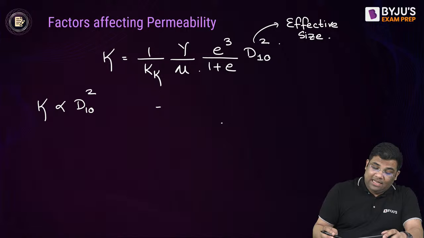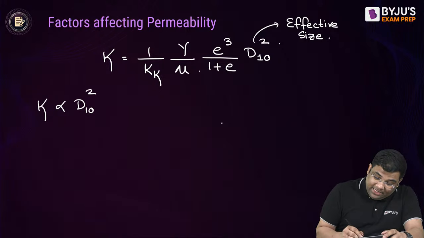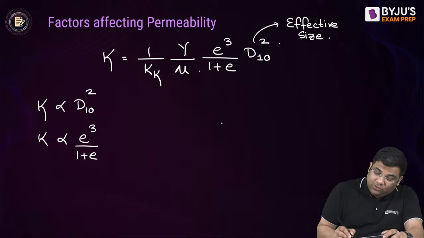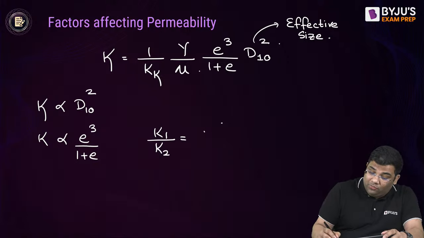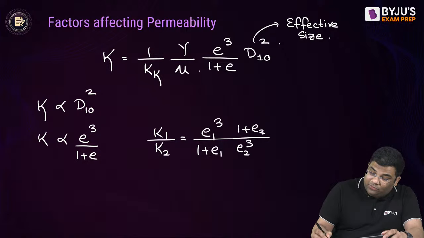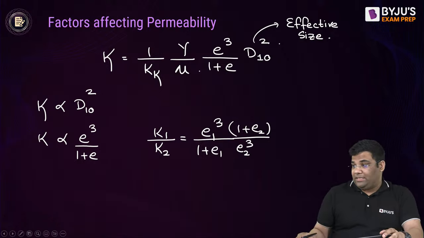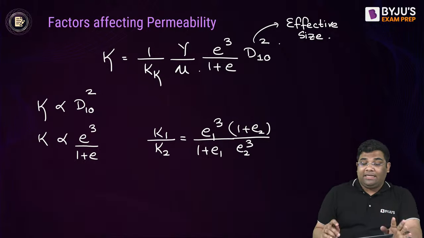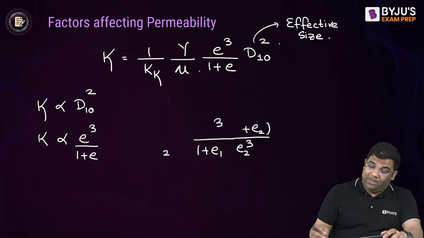Okay. And you can see that K is directly proportional to e cube by 1 plus e. So in this also questions can be asked. Can I say K1 by K2 will be equal to e1 cube by 1 plus e1, divided by e2 cube by 1 plus e2? Okay. Such type of questions they can ask from this, factors affecting your permeability. You should know these questions, okay?